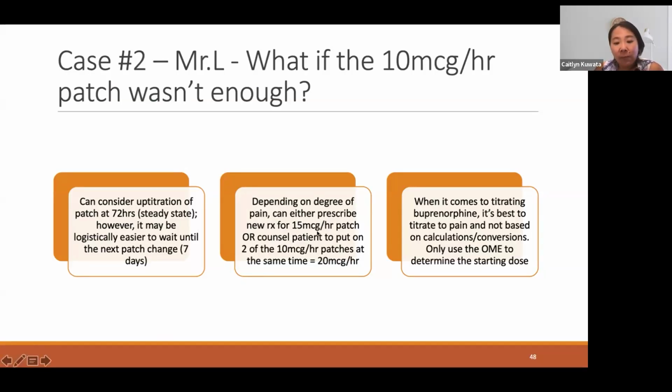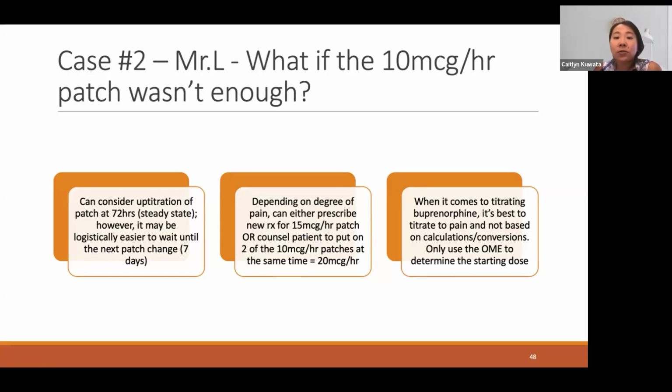And depending on the degree of the pain is how you can think about your titration. You really want to titrate buprenorphine based on their pain. You're not doing any math or conversions. So if the pain is mild, moderate, like it could be better, but it's not terrible, you could just decide to go up by 50% or to 15 micrograms per hour. However, if the pain was really severe, not well controlled, you could say, okay, well, then let's do a 100% increase and double the dose.